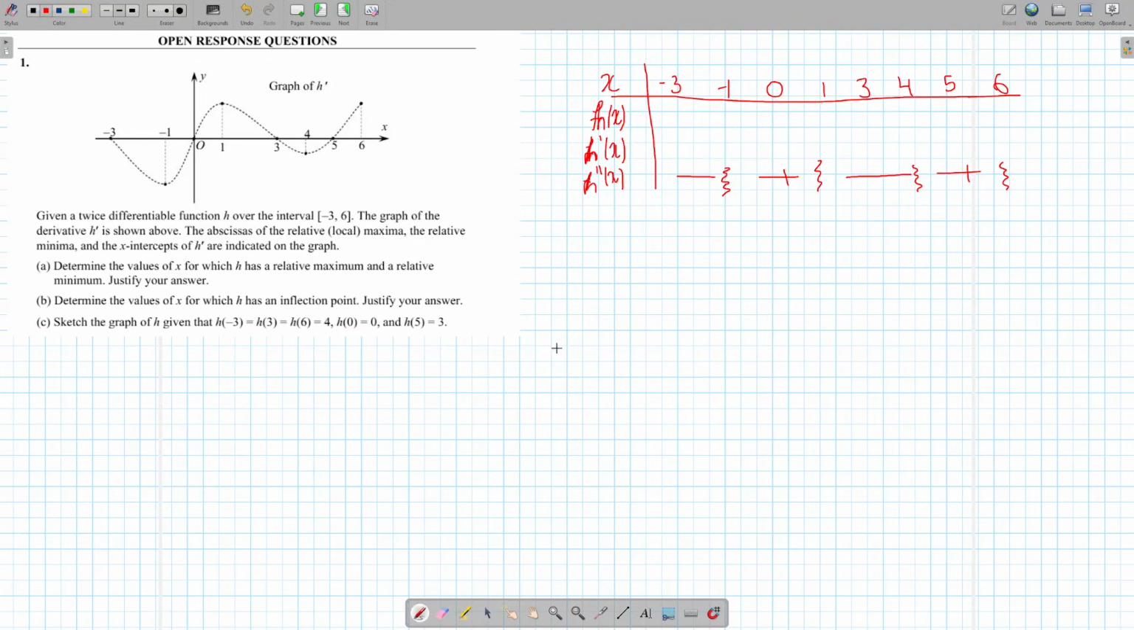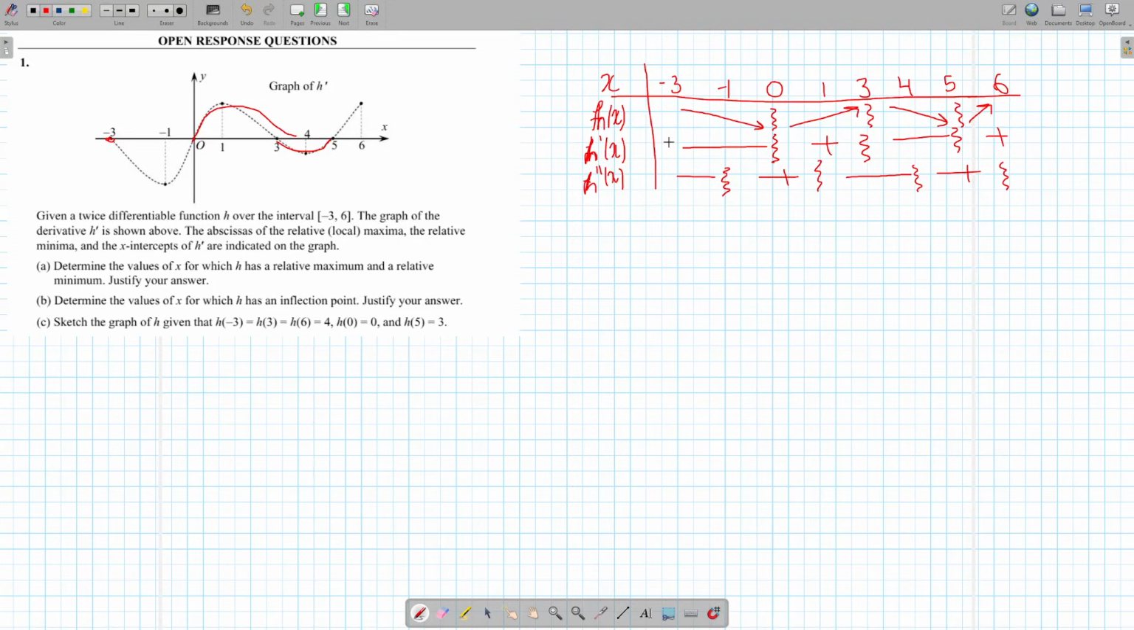We can also see that h prime is negative from -3 to 0. And then it's positive from 0 up until 3. Then it's negative from 3 to 5. And then from 5 to 6 it's positive again. What does this mean? This means that from -3 to 0 we're decreasing. Then from 0 to 3 we're increasing. Then from 3 to 5 we're decreasing. And then from 5 to 6 we're increasing again.